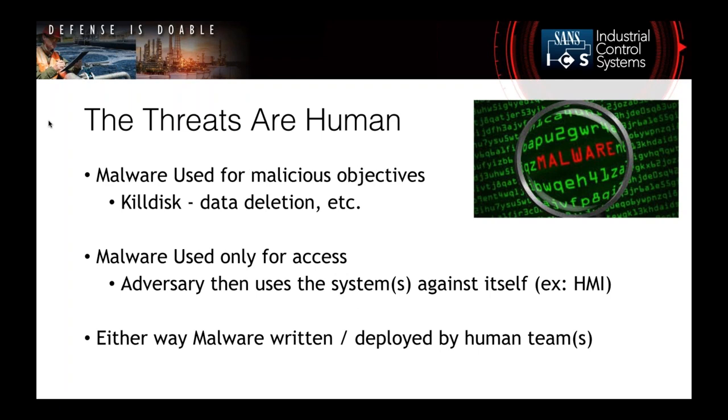We've seen malware used for those malicious purposes, but we've also seen the adversary only use malware to get remote access to an environment. And we've seen that several times in the industrial control system space, where we see them using the malware to get onto the HMI, human machine interface, to control a process, to turn off the lights to a region, or things like that. So again, malware can be used to act on malicious purposes, or can be used to allow access for the adversary to get into the organization or system. Either way, we're talking about malware written and deployed by human teams, human adversaries behind the code, essentially.